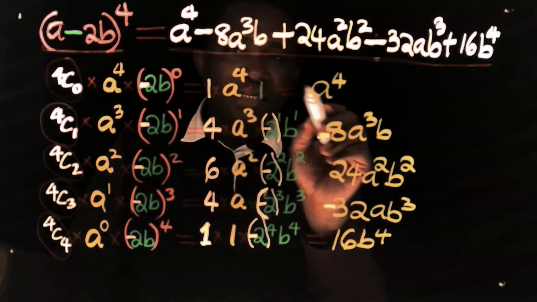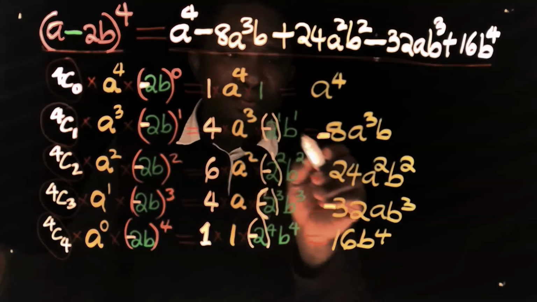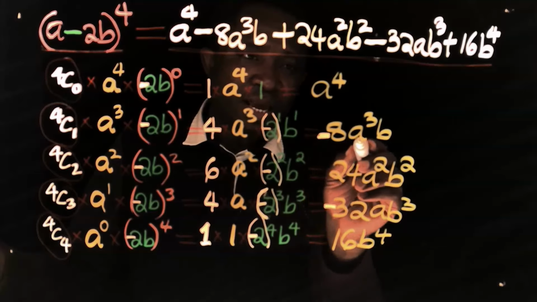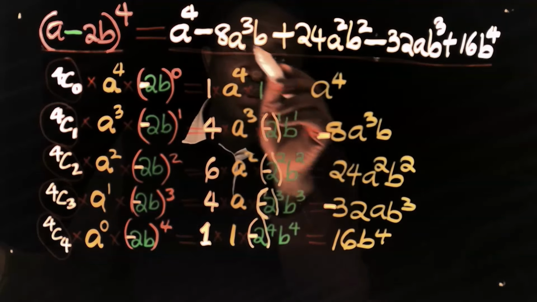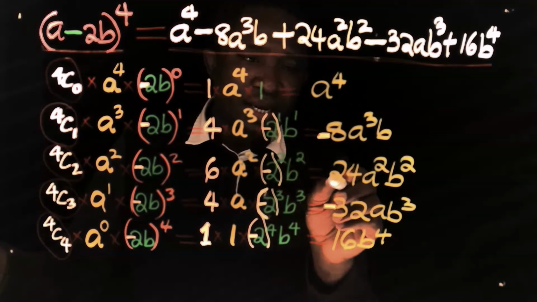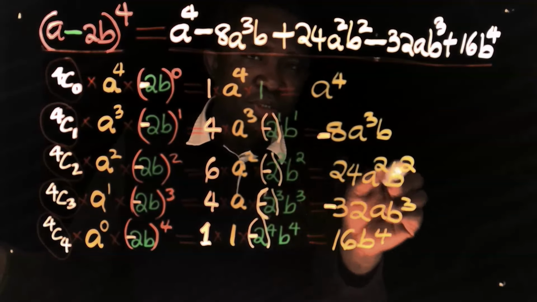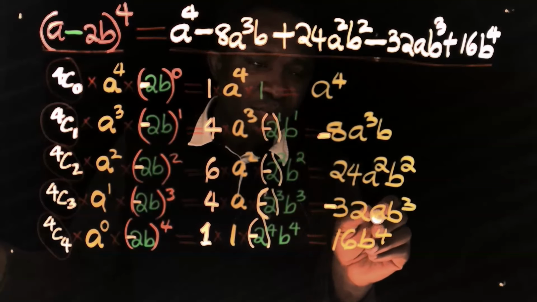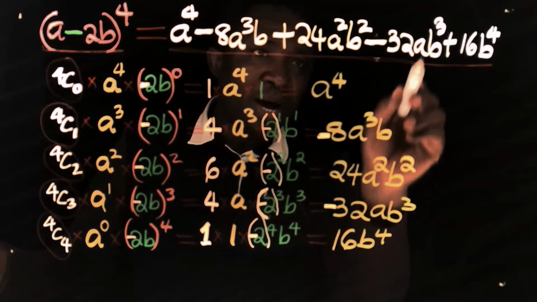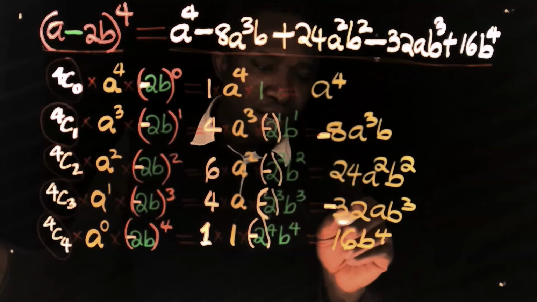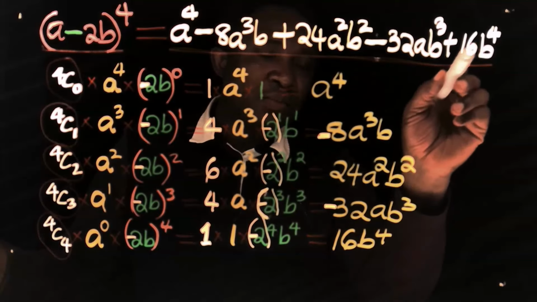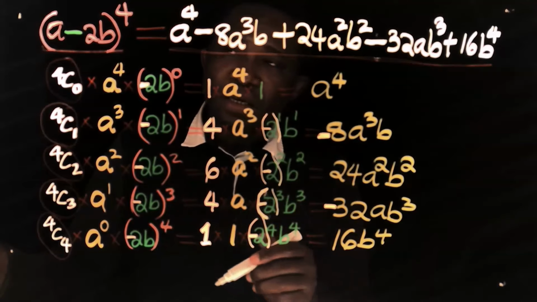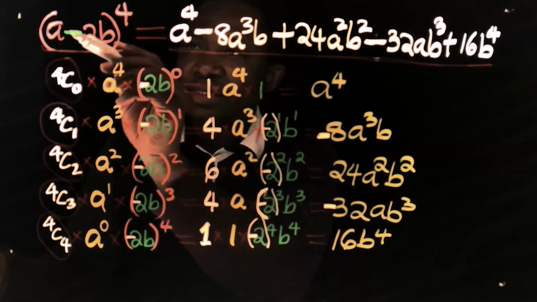You can say that this is a to the power of 4, and the next one is minus 8a to the power of 3b, and the next one is 24a squared b squared, and the next one is minus 32a b to the power of 3, and the last one is 16b to the power of 4. We solve this like this when it is a minus.